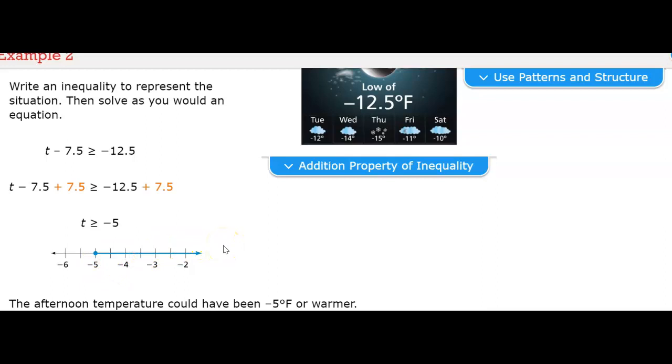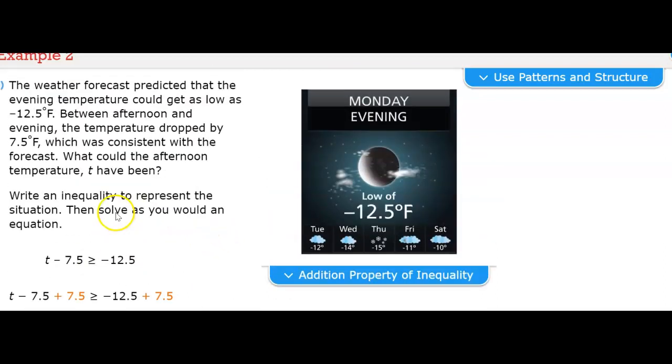So the afternoon temperature could have been -5 degrees Fahrenheit or warmer, or greater. So that temperature could get higher than this -12 and 5/10, but it should not get lower than that, because it says it can get as low as, which means that's the minimum.